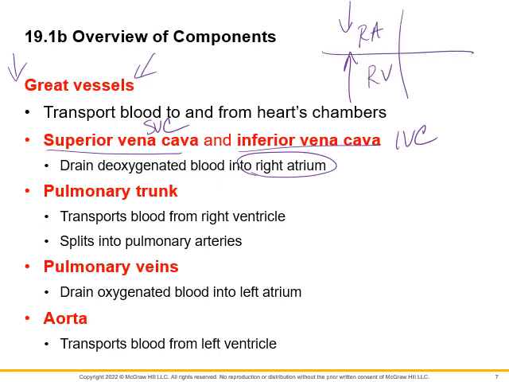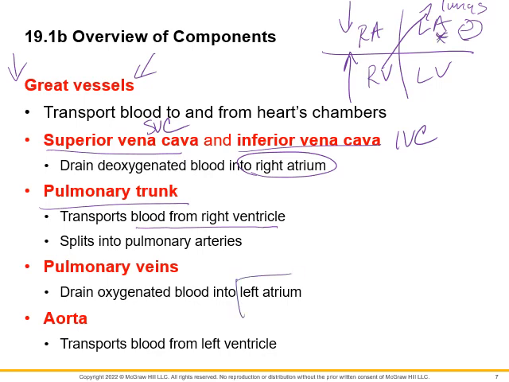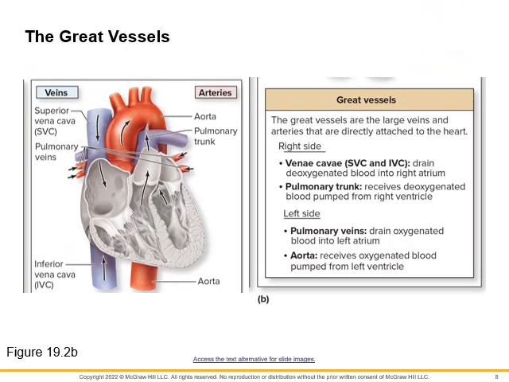And then you're going to have your right ventricle, you're going to have your left atrium, and you're going to have your left ventricle. The pulmonary trunk transports blood from the right ventricle. So coming out to the lungs is going to be the pulmonary trunk. Pulmonary veins are going to deliver oxygenated blood back to the left atrium, and then the aorta up here from the left ventricle out to the aorta.